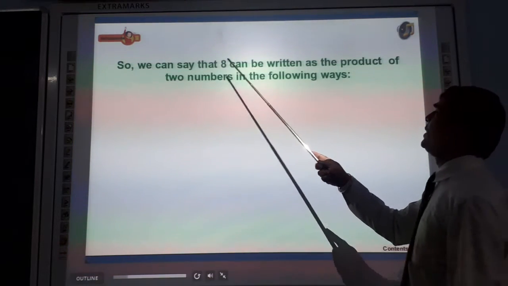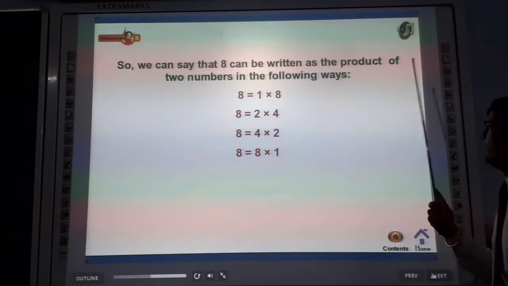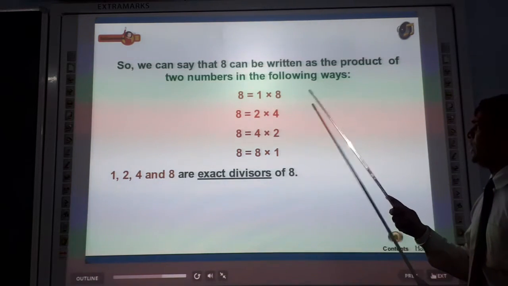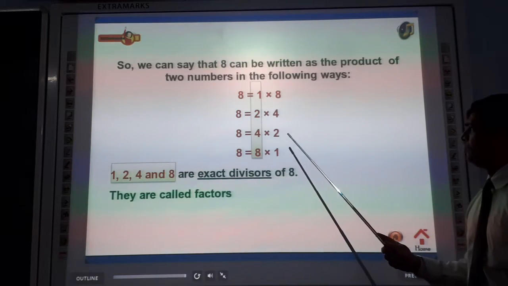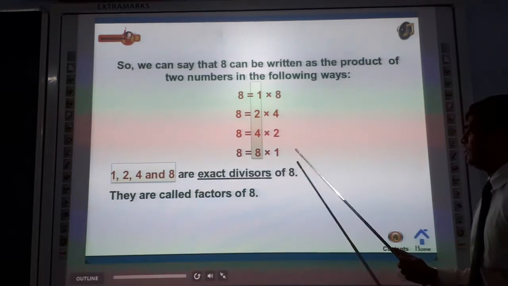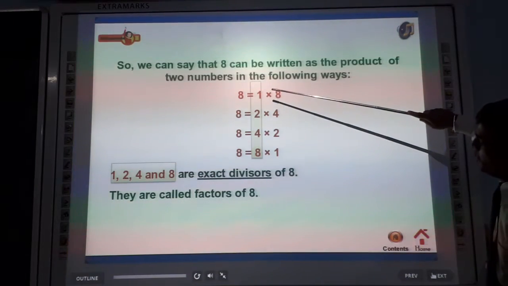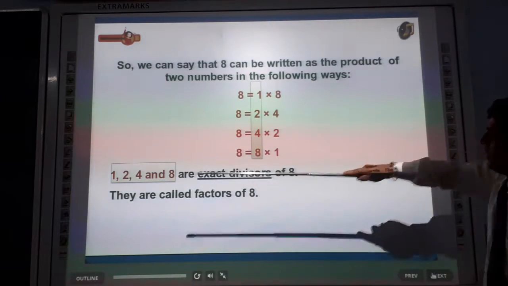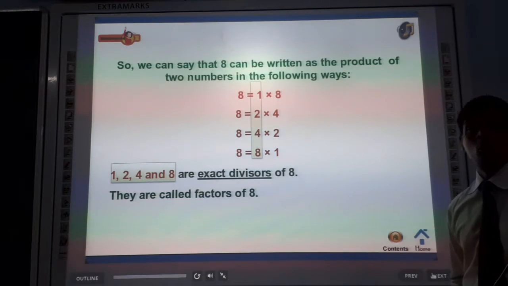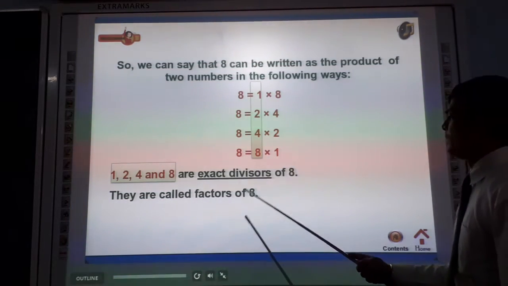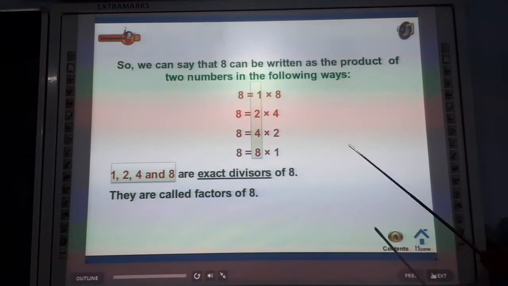So we can say that 8 can be written as the product of two numbers in the following ways. 8 is equal to 1 multiplied by 8, 4 multiplied by 2, 2 multiplied by 4, and 8 multiplied by 1. Look at this. Show the list: 1, 2, 4, 8. 1, 2, 4 and 8 are exact divisors of 8. Okay students, they are called factors of 8. Okay, look at this.